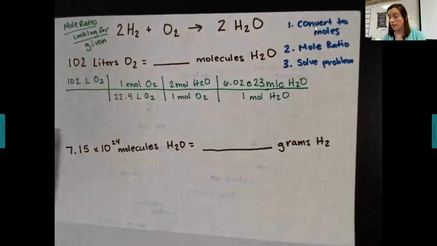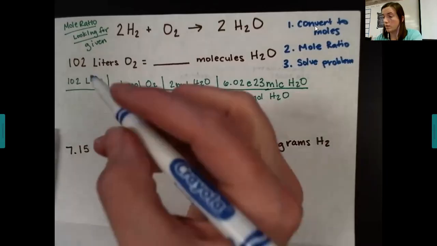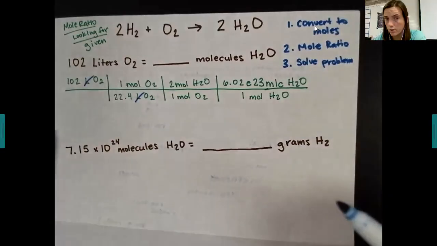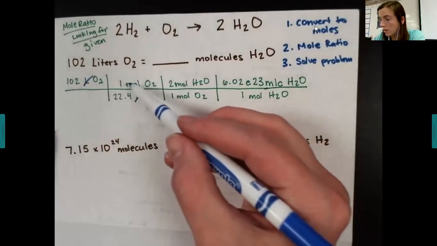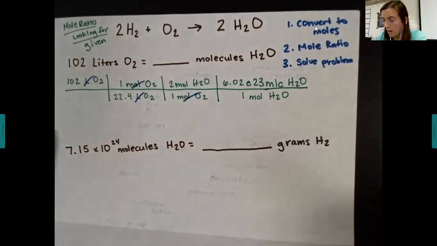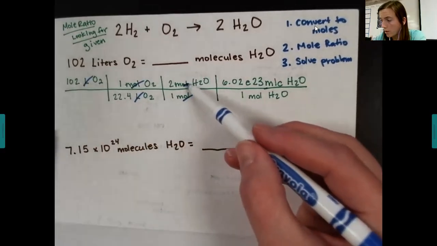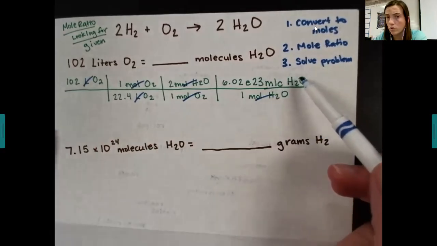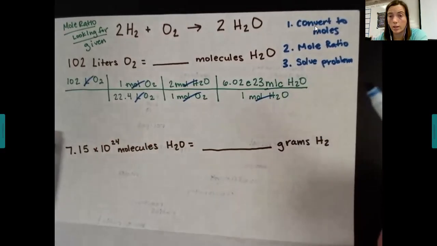Now, something that I didn't do on the last problem, but I should have done, is to make sure that all of my units cancel out. That way I know I have everything in the right place. So here we have liters of oxygen, liters of oxygen. Moles of oxygen, those cancel each other out because they're diagonal. Moles of water, moles of water. And that leaves us with molecules of water.